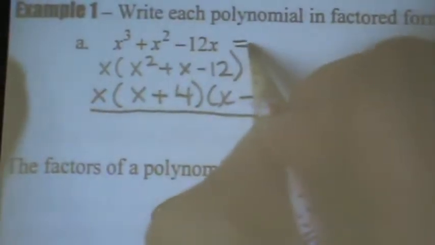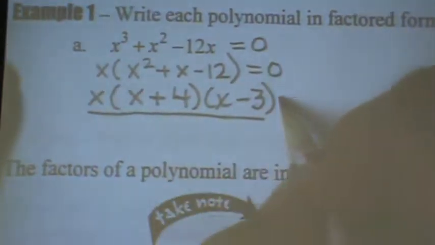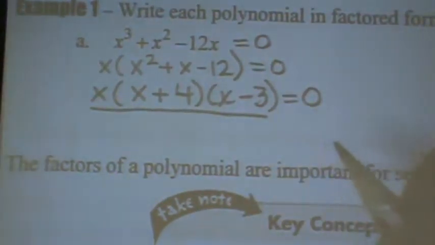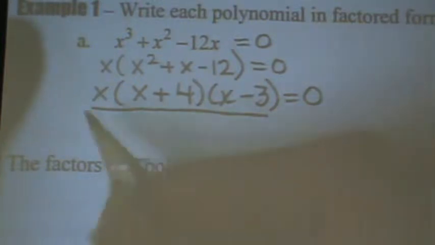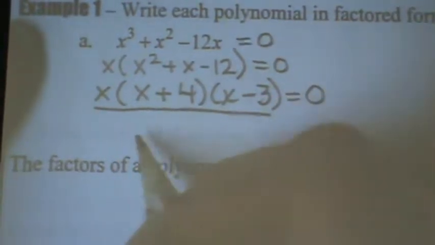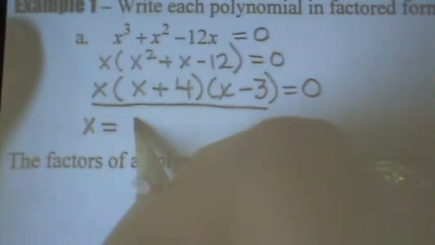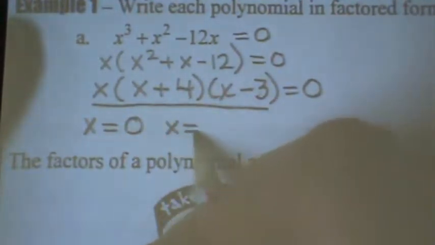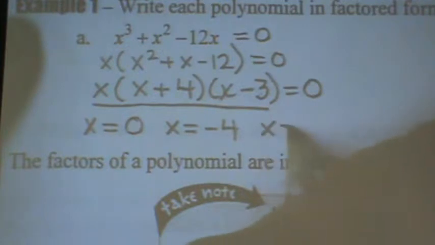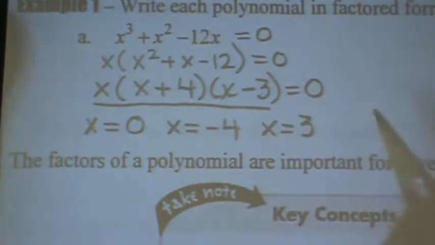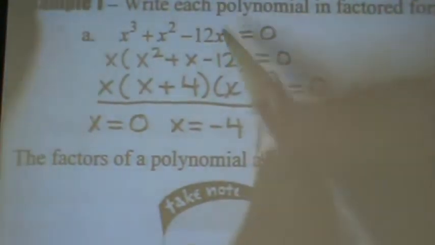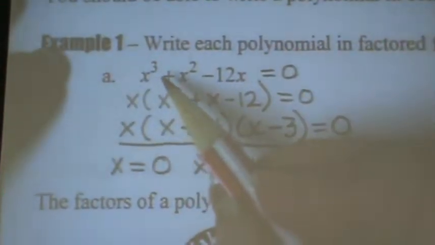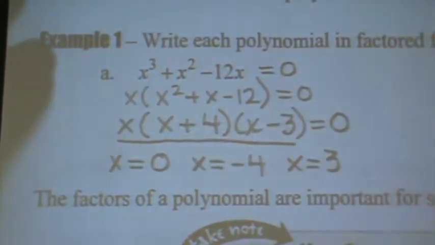But if this were set equal to 0, it would now be an equation. And what do we do with equations? We solve them. So if I asked you what the zeros of this are, if it was equal to 0: 0, negative 4, and 3. So what does that mean? This polynomial is going to have 3 zeros.